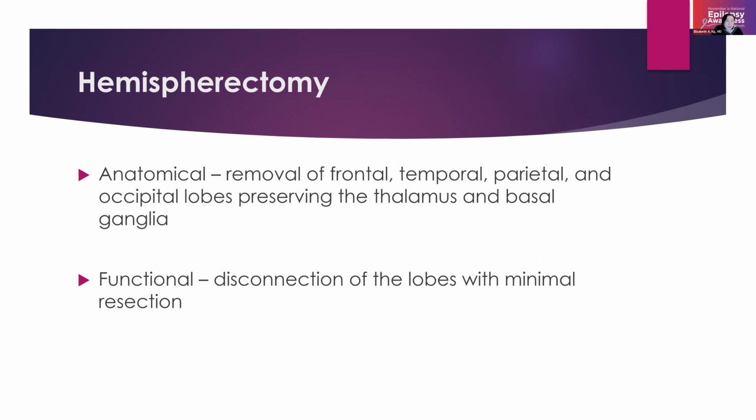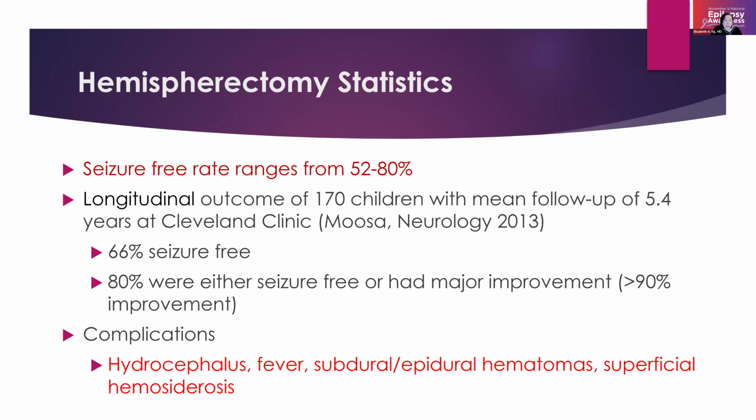So hemispherectomy is either anatomical or functional. So anatomical hemispherectomy is when it's a removal of the frontal, temporal, parietal, and the occipital lobe, and you preserve the thalamus and the basal ganglia. Functional is when you have a disconnection of the lobes with minimum resection. And the seizure freedom ranges from 52 to 80%. And the common complications were hydrocephalus, fever, subdural epidural hematomas, and superficial hemosiderosis.